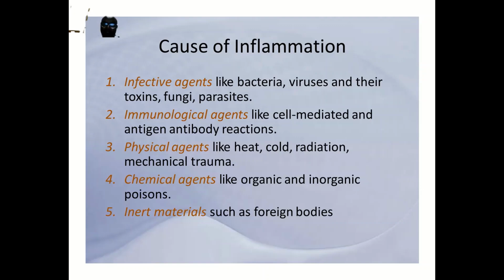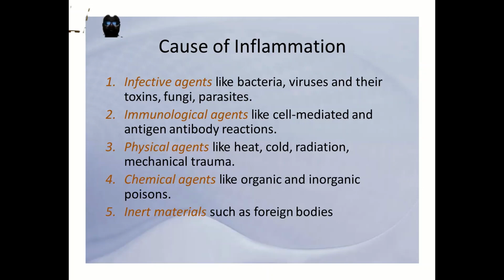Another one is immunological agents, like cell-mediated problems and also antibody-antigen reactions. Antibody reactions, for example, asthmatic or allergic reactions, toxins, or a bee sting, are examples of immunological agents. Another one is physical agents like frost, heat, cold, radiation, and mechanical trauma, like cuts. Then we also have chemical agents.